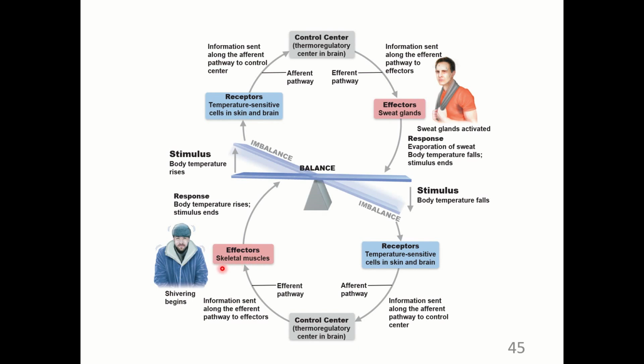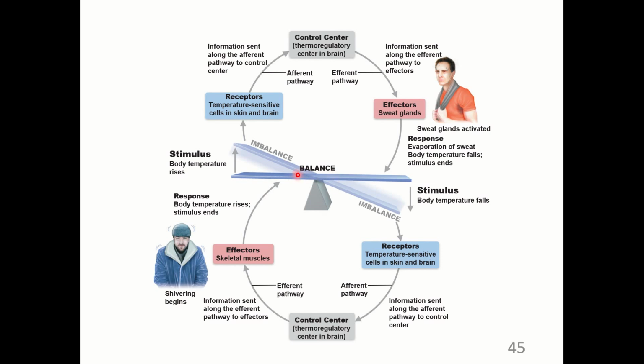Their response is shivering. They will start to contract rapidly, and by doing that, they will release heat. Remember that skeletal muscles release heat as they contract. This will cause the body temperature to rise, bringing us back towards 98.6 degrees, our balance, our set point. And shivering will cease once we have warmed back up.